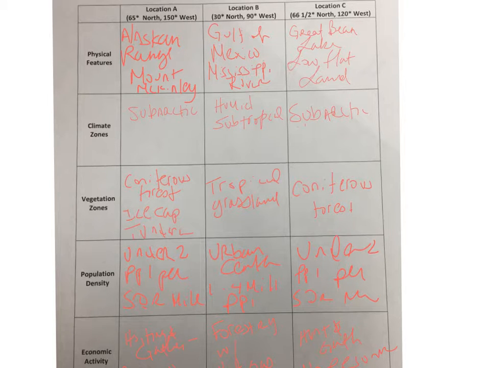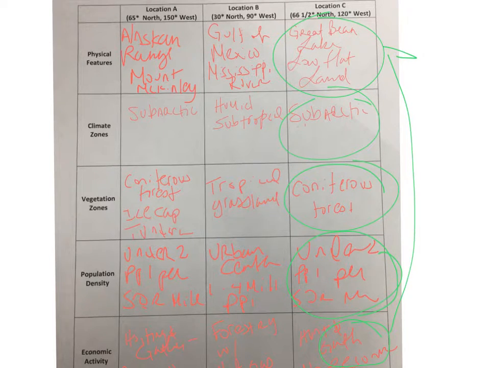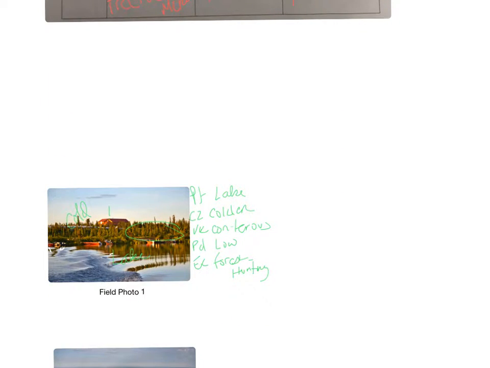So right now, I'm thinking that it's got to be location C based on these two things. But I want to double check. Coniferous forest, does that make sense? Yes. Under 2 people per square mile? Yes. Hunting and gathering? Yes. So based on what I can see from this chart, this seems to be location C. And so I'm just going to write that here. That seems to be location C based on the information that I found.